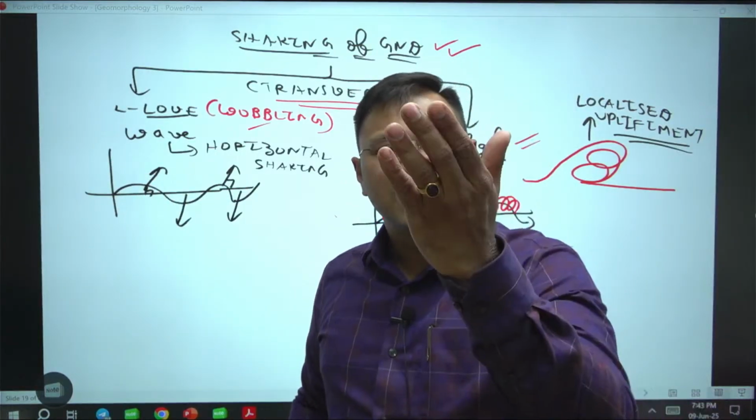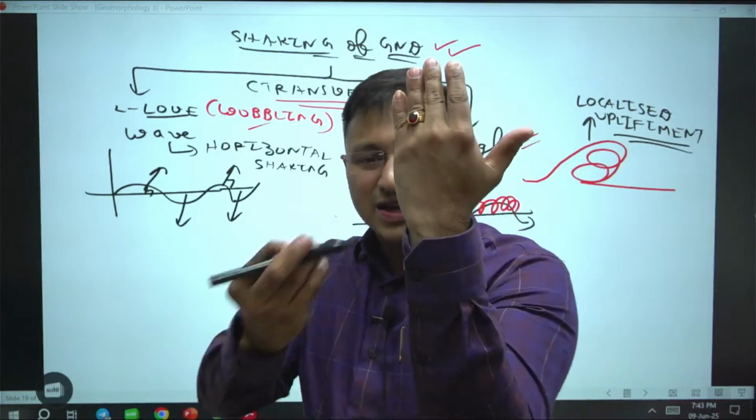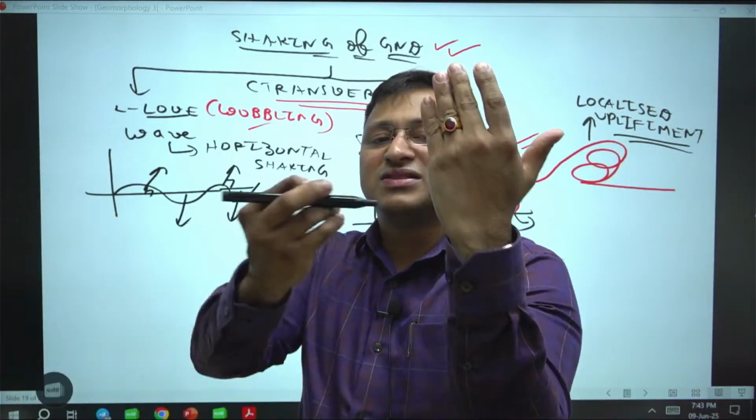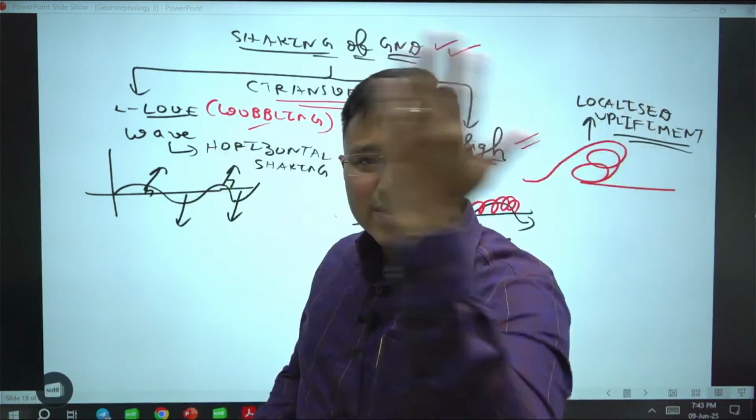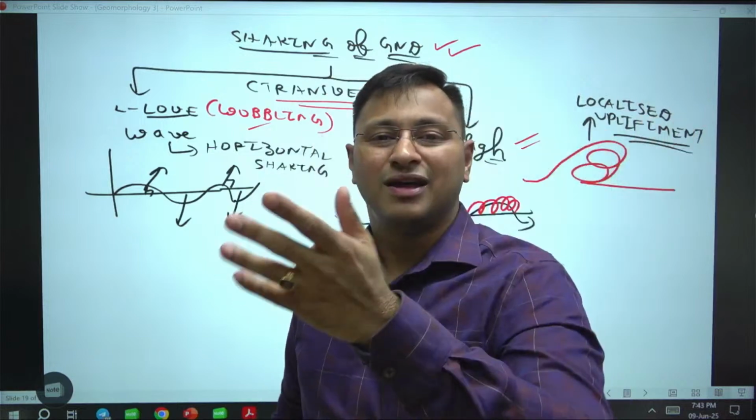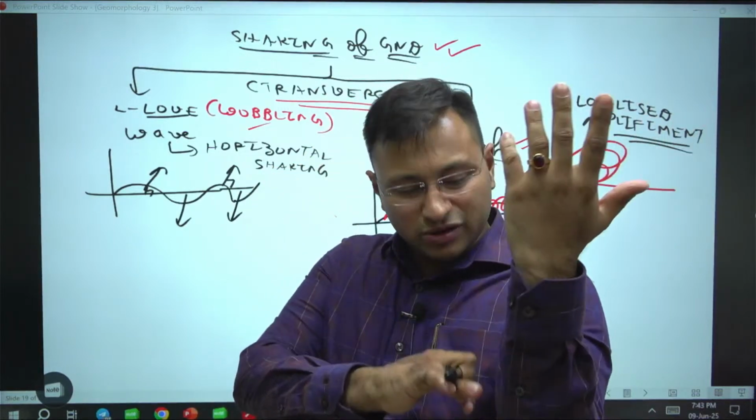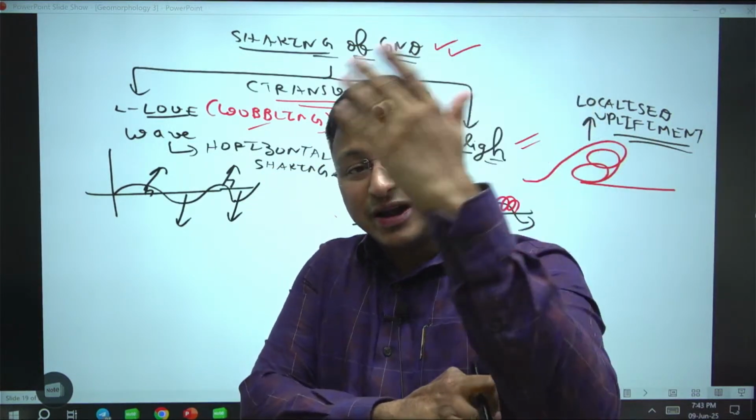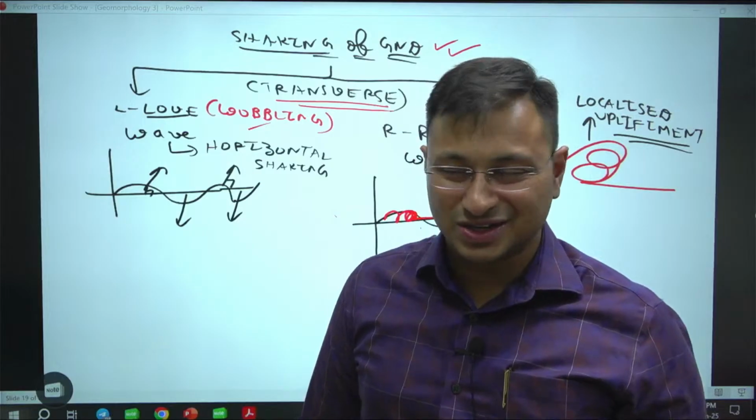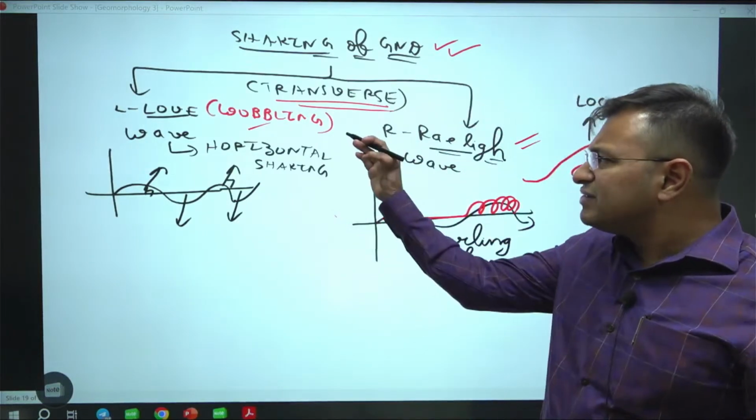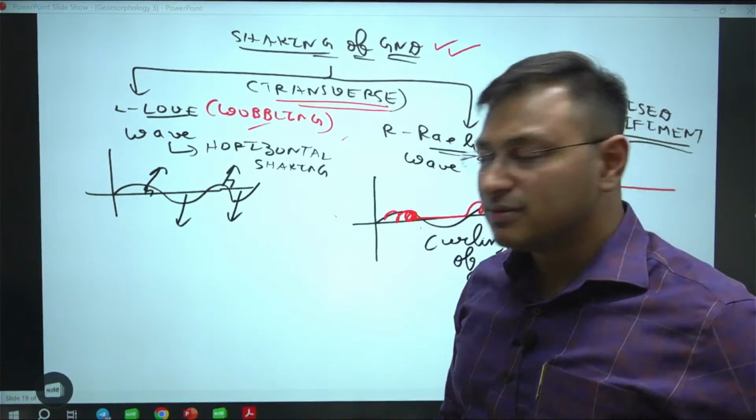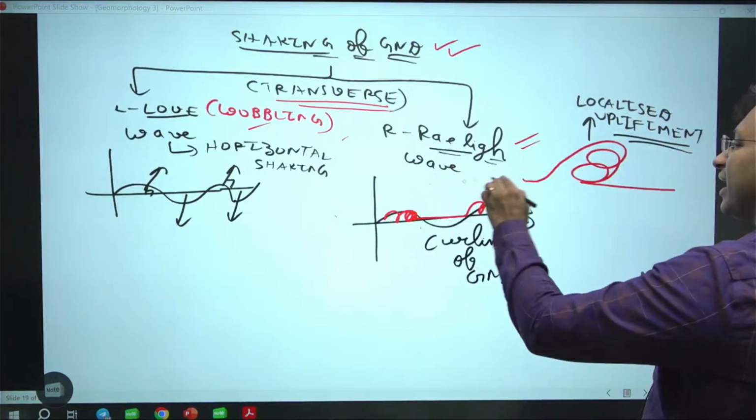So let's say a building is standing like this and the Love wave is passing through this building, so this building will start to wobble. And this is where, if the foundation of the building is not strong, the entire building collapses. So the Love wave is responsible for the wobbling of the buildings, and then we are also having Rayleigh wave.